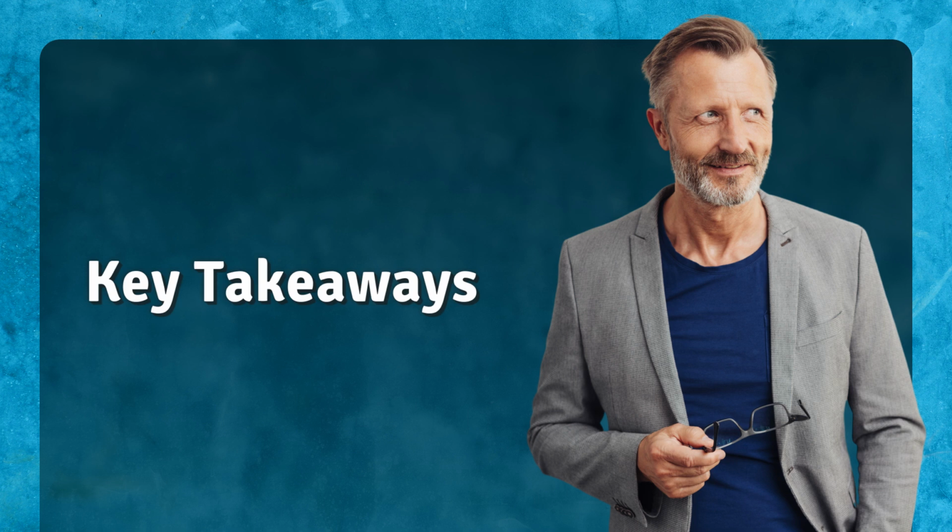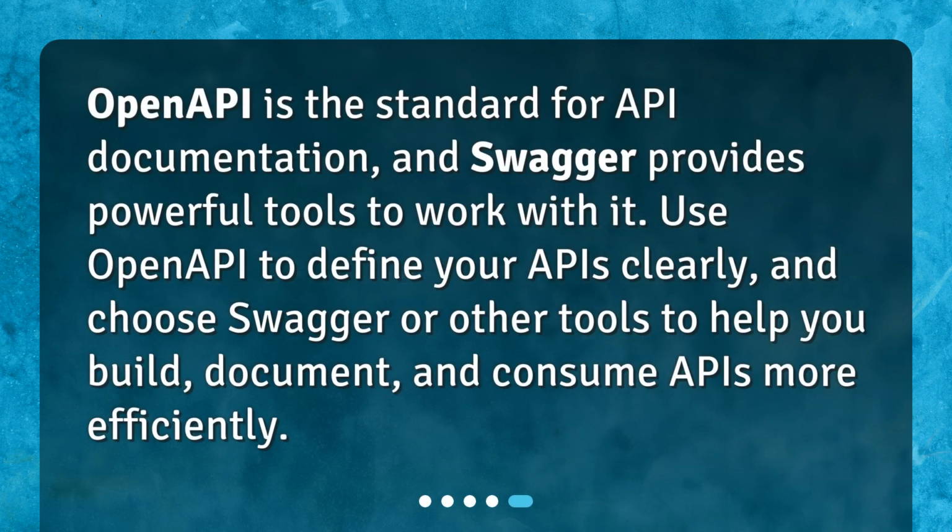Key takeaways. OpenAPI is the standard for API documentation, and Swagger provides powerful tools to work with it. Use OpenAPI to define your APIs clearly and choose Swagger or other tools to help you build, document, and consume APIs more efficiently.